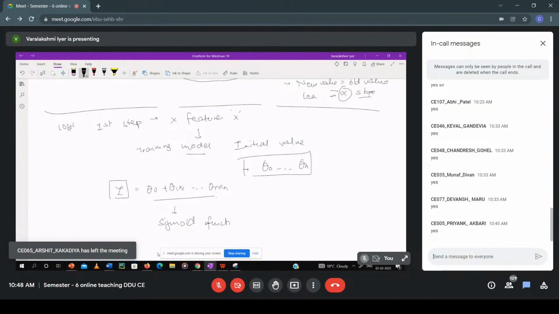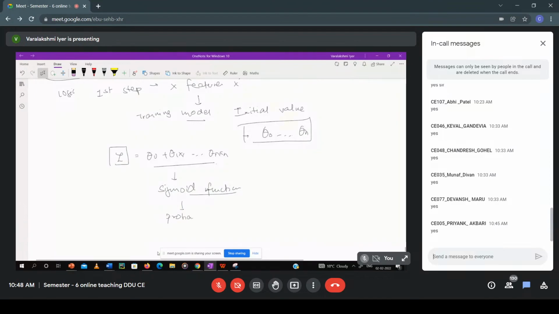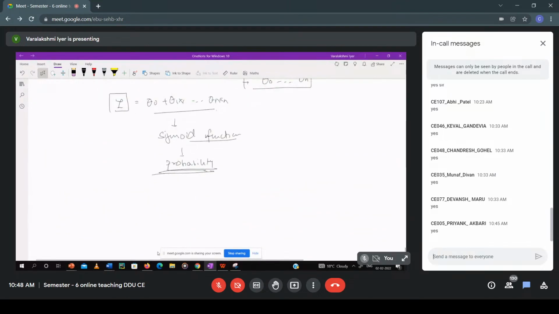to get a probability value for this particular data set. Later on, after calculating the value of h of x, which you can also call y hat, we'll be calculating the loss.